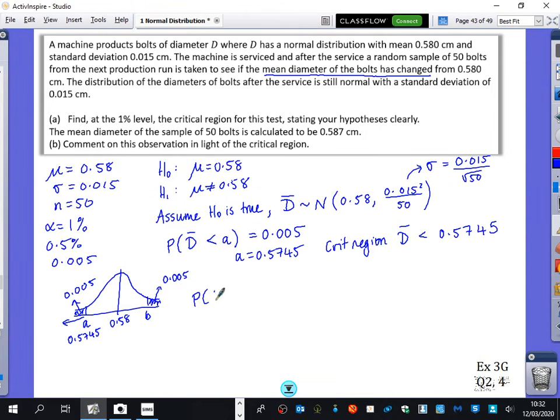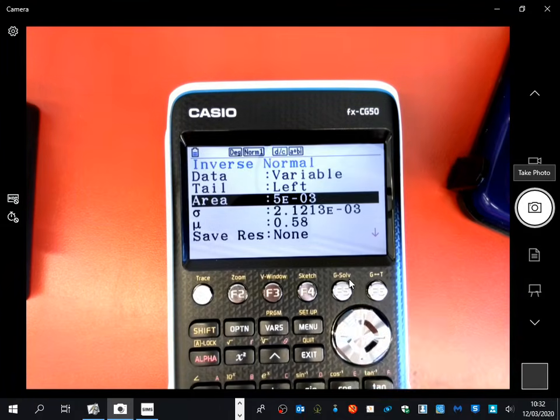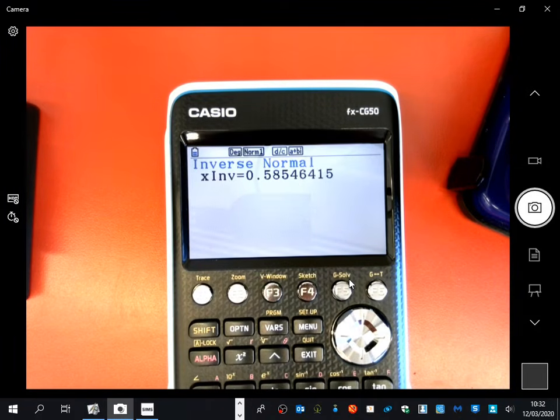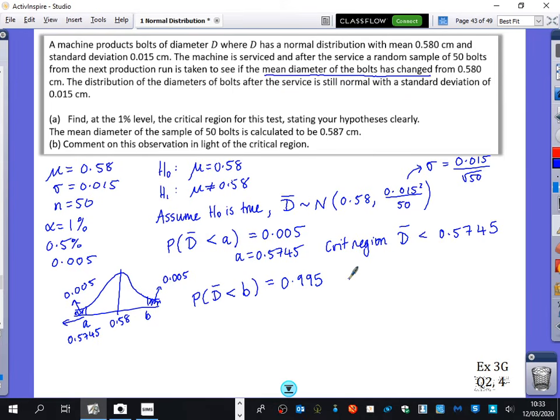So I'm going to say the probability that D is less than B, and the area is, what would this area be? 0.995, yeah, 0.995. That was coming from doing 1 minus 0.005. So I can then go straight to my calculator, and I can switch that up as 0.995. Same sigma, same mu, and you get 0.5855.